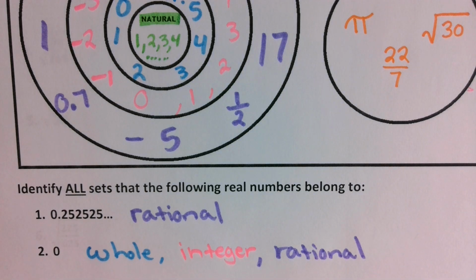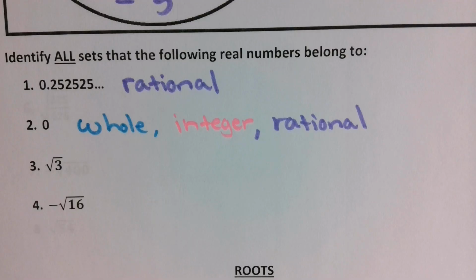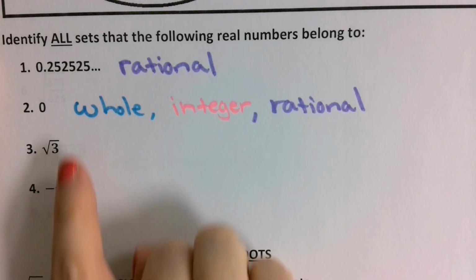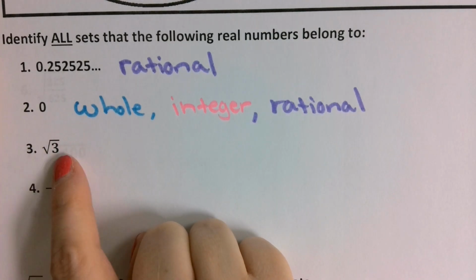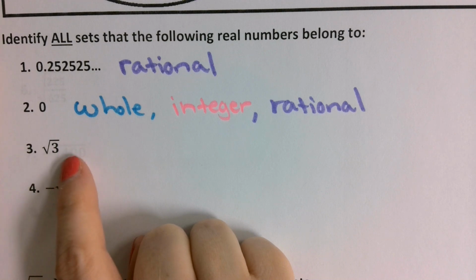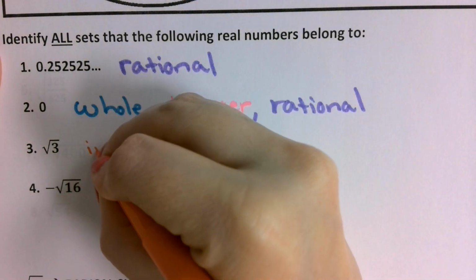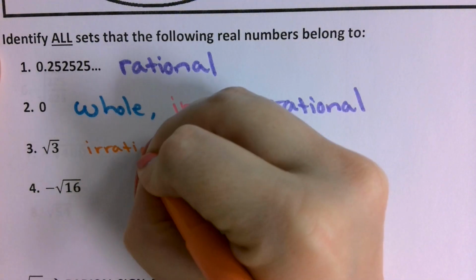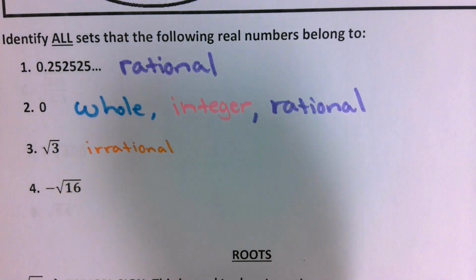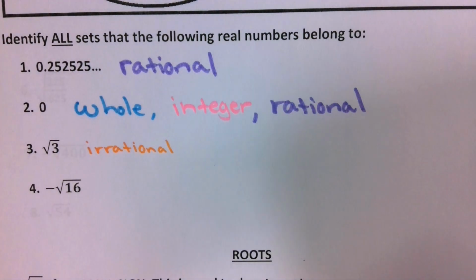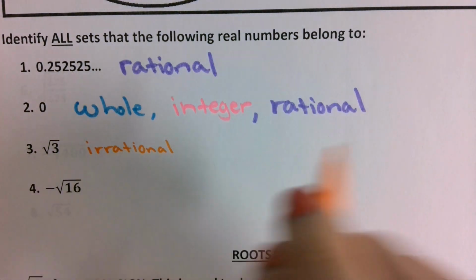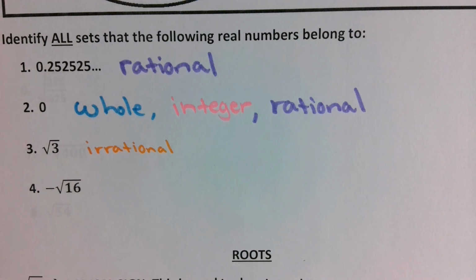Okay, I want you guys to try problem 3 and 4 on your own. Okay, let's go ahead and go over this. Square root of 3. What category does square root of 3 belong under? Irrational. Very good. It is going to come out to a decimal value that does not repeat. It does not terminate. It just keeps going on forever with no rhyme or reason, so it's an irrational number. What about problem number 4?